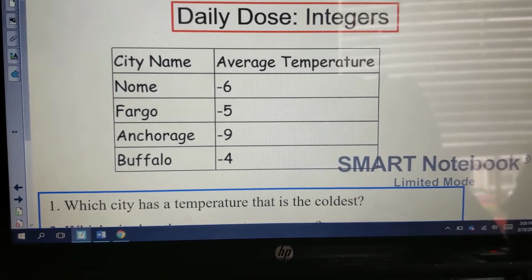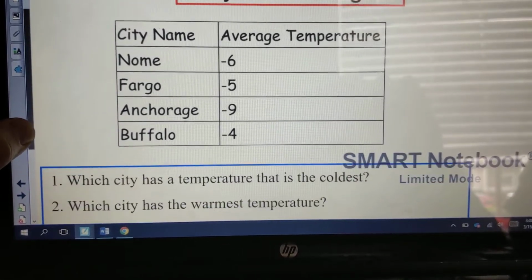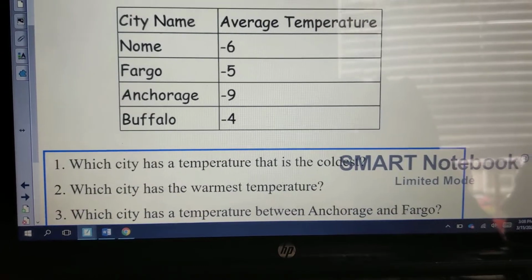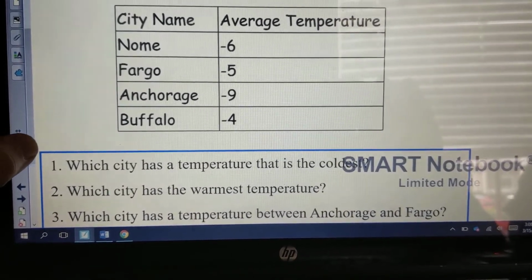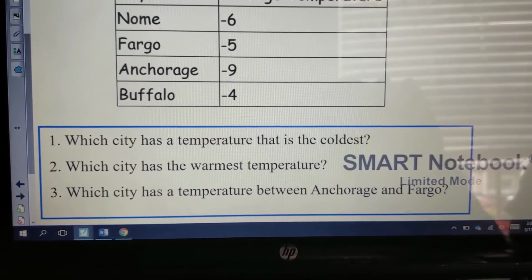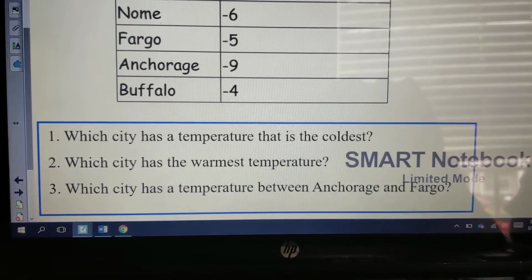The integer daily dose for today is a chart with some cities in Alaska, and it looks like one in Buffalo with some temperatures. Go ahead and pause the tape now and work through the questions.